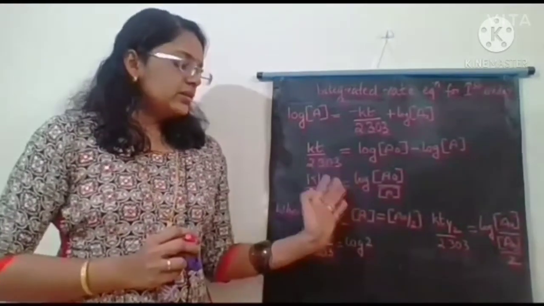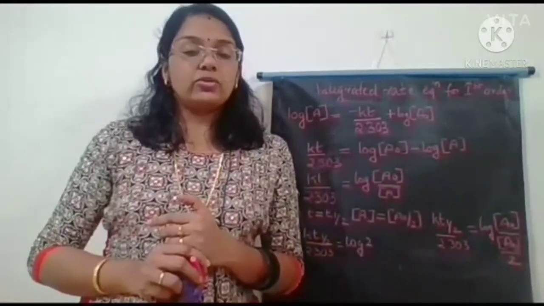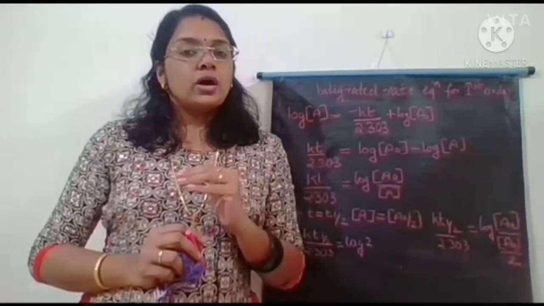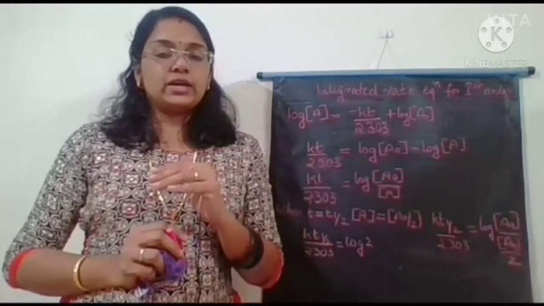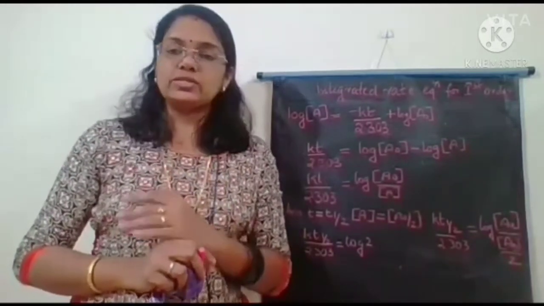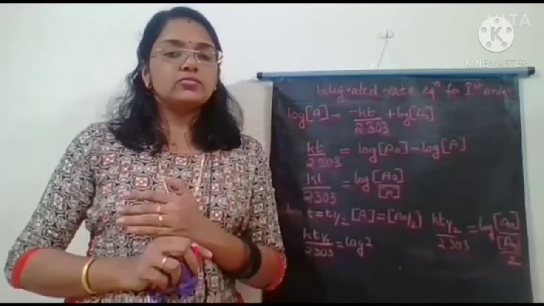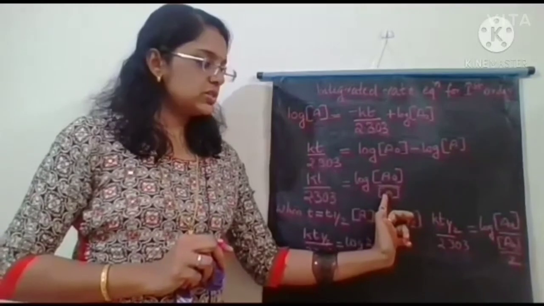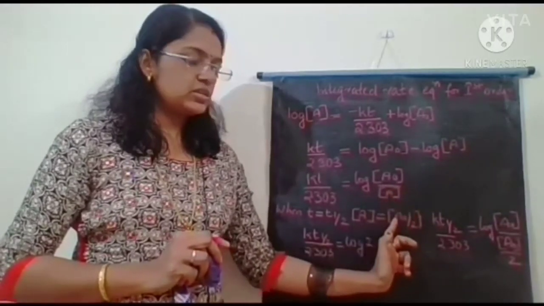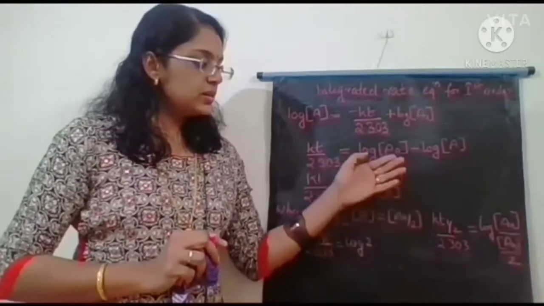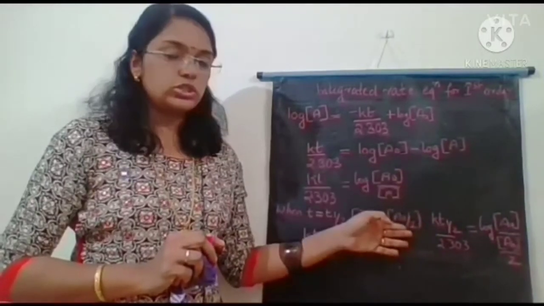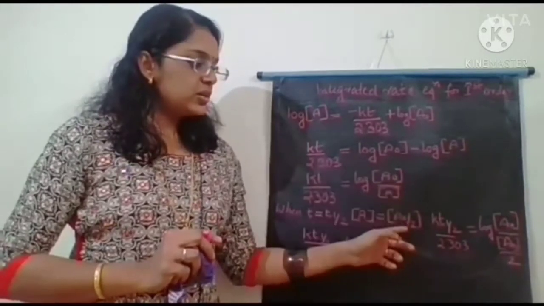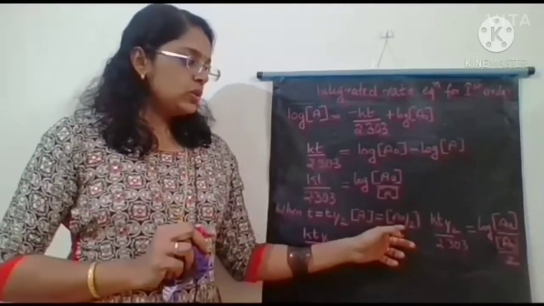by A. Again, we have to find out the half-life of first order reactions. Half-life is the time required to reduce the concentration of the reactant to half of its initial value. So for a first order reaction, when t is equal to t half, the final concentration of A will be A0 by 2. That is, the initial concentration is reduced to half. So A is reduced to half, that is A0 by 2.